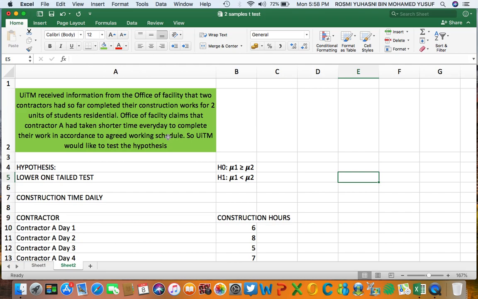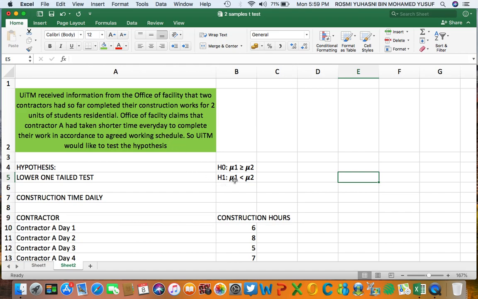UITM would like to test the hypothesis whether it is true that contractor A takes shorter time than contractor B to complete their construction work. UITM will have to make a decision whether they would like to appoint contractor A or contractor B in the future. So let us write down our hypothesis.